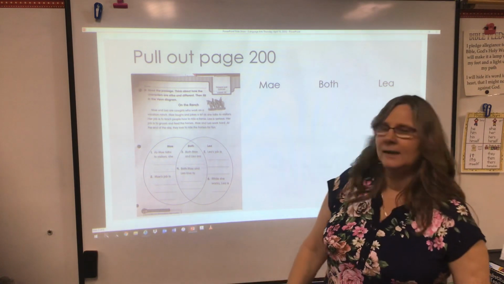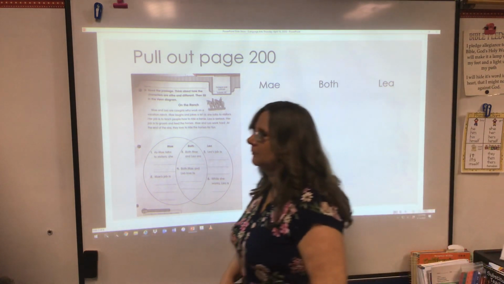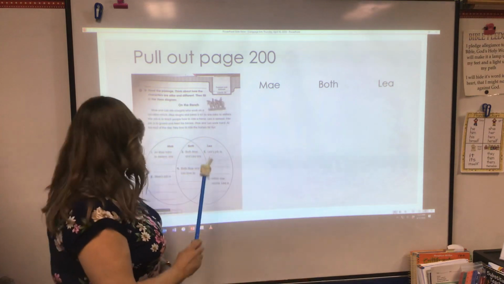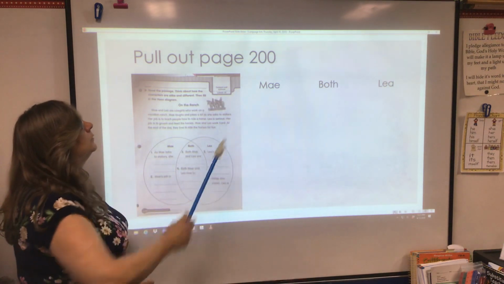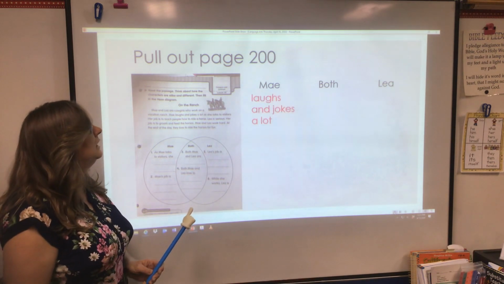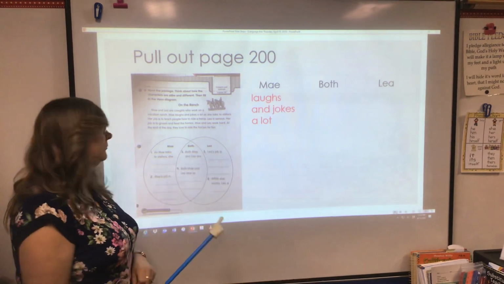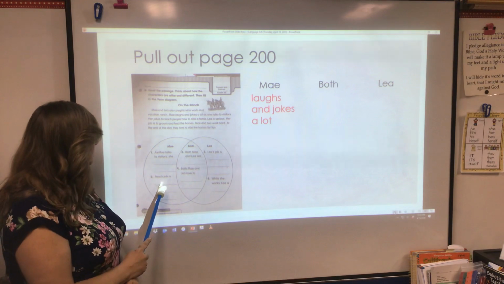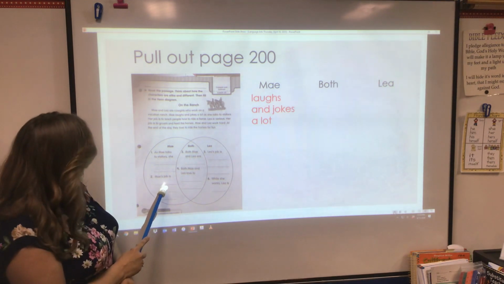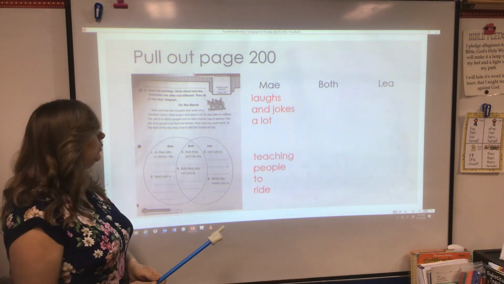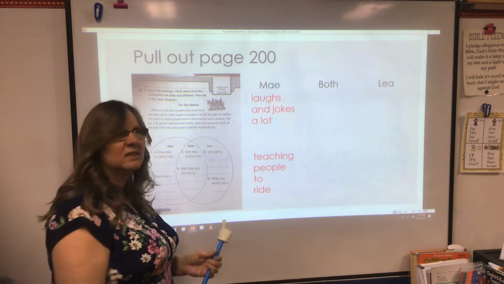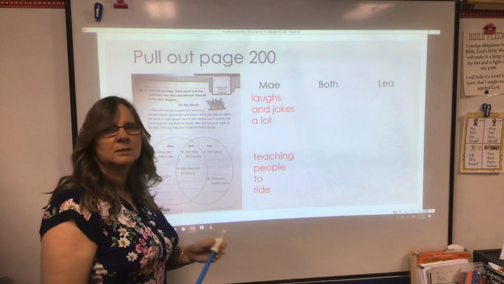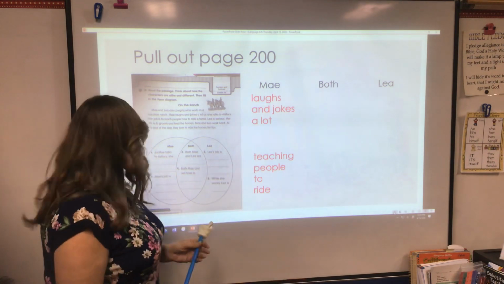So let's now look at that now that we've just read that together. As May talks to visitors, what does she do? Laughs and jokes. Okay, number 2. May's job is, so what did she have to do for work? She was teaching people how to ride. She's a people person, I think. Sounds like she likes people and talks to people and shares things.